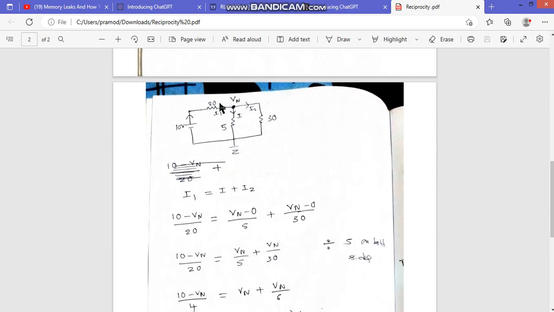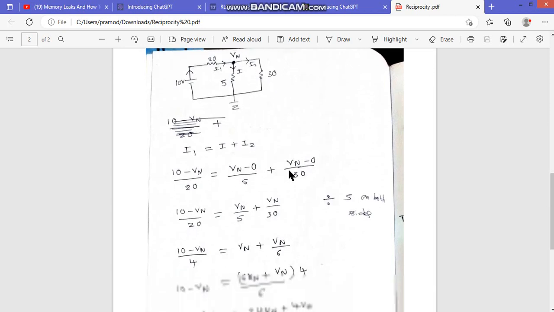So what is I1? This is I1, right? So (10 minus Vn) divided by 20 is your I1. 10 minus Vn, because current is flowing in this direction, so starting from the leaving terminal, 10 volts, minus the entering terminal, Vn. So (10 minus Vn) divided by 20 is equal to I1. For I, Vn minus 0 divided by 5, as this is ground, and I2 is Vn minus 0 divided by 30, since the starting node is Vn. I hope this is clear.